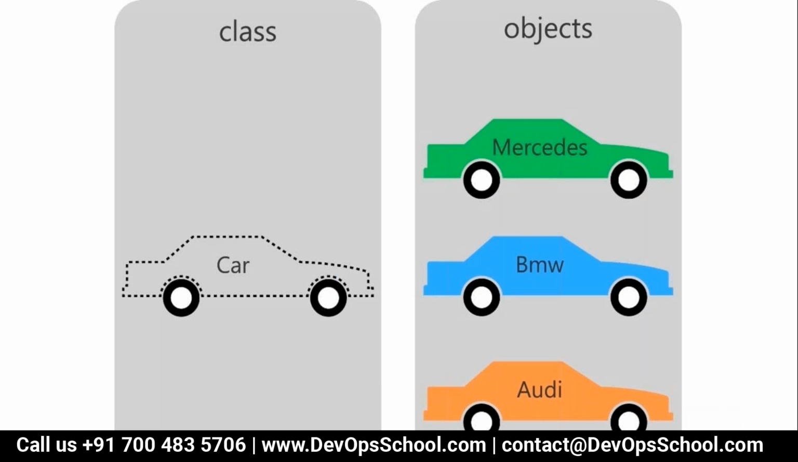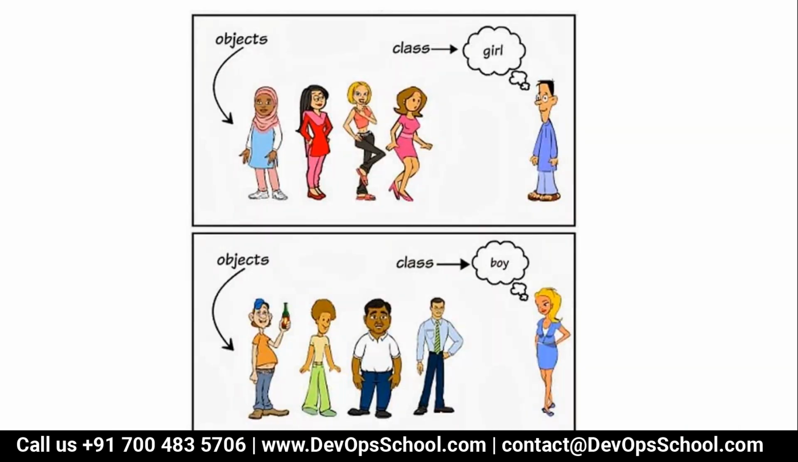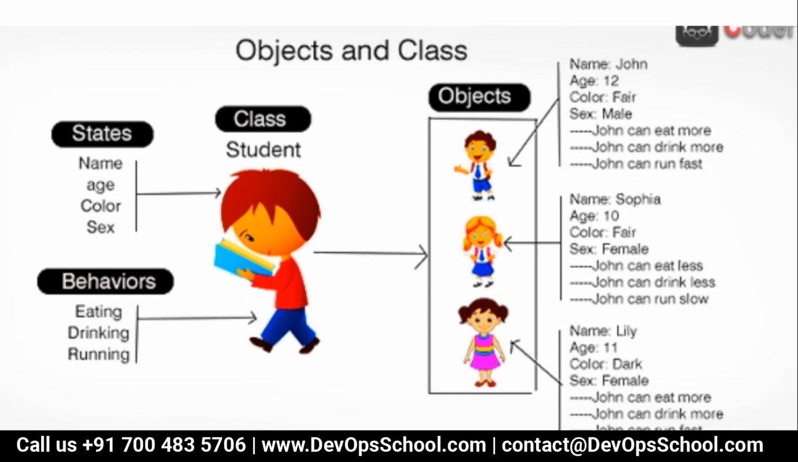Car is a class, and a particular car is an object. Girl is a class, whereas multiple different girls are objects. Boy is a class, and different boys are objects. You might have studied this in college also, object and class. A student is a class, and we get multiple students with different properties like name, age, color, sex, as objects. I hope you remember. This is the way.